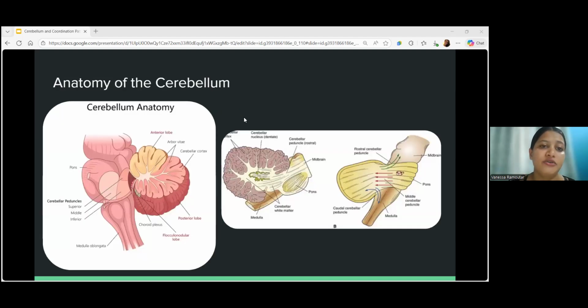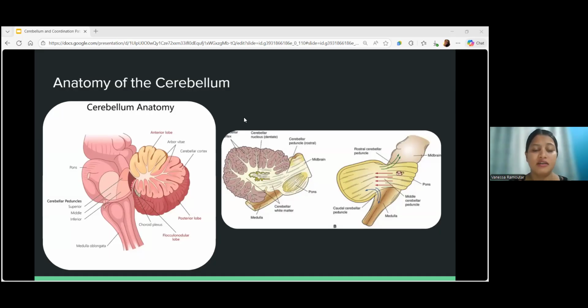These diagrams show the gross anatomy of the cerebellum. It sits within the posterior cranial fossa, underneath the tough layer of dura mater called the tentorium cerebelli, and behind the pons and the medulla. It is separated from the pons and the medulla by the fourth ventricle.